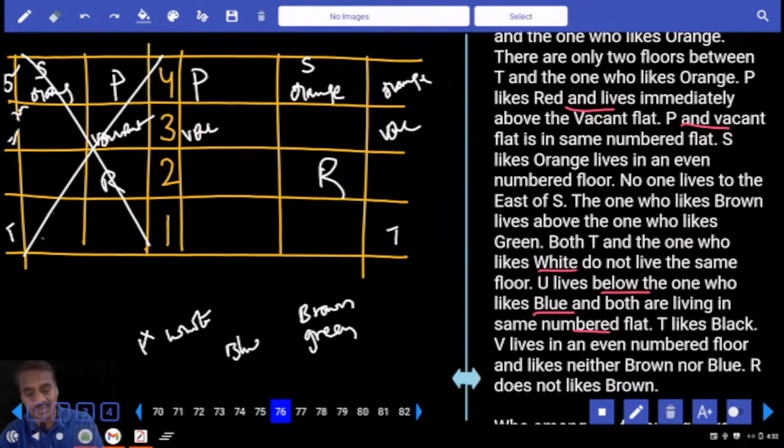Now blue, U. And T likes black color. Now T, who likes black color, V lives on an even number floor. V lives on an even number floor and likes neither brown nor blue. R does not like brown color. Clear? This is the information we have.